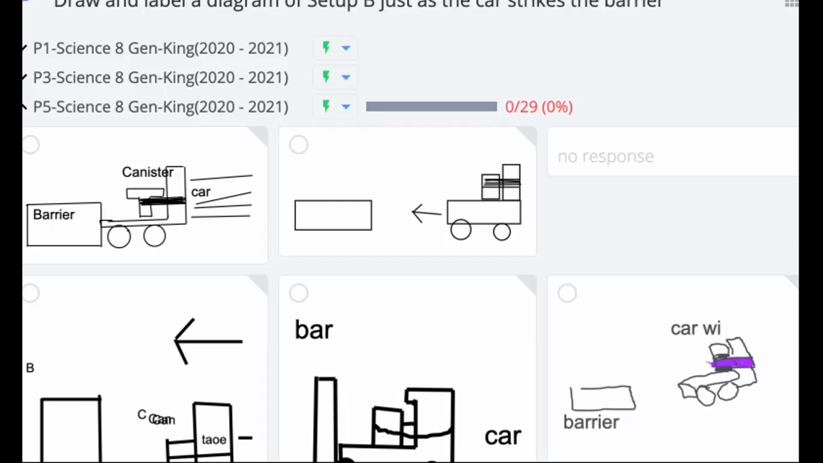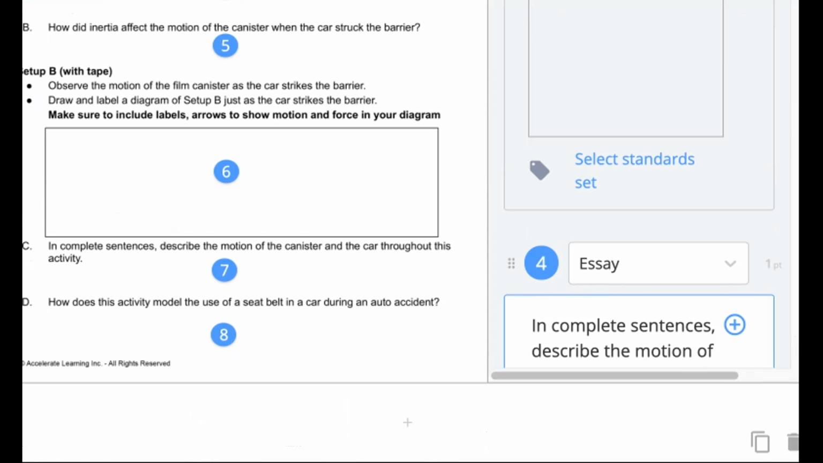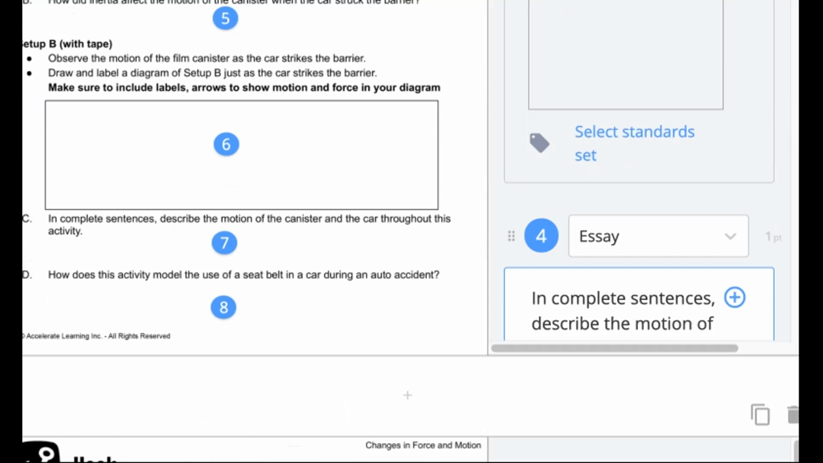Okay. All right, number 7. If we look at number 7, we are now asking for describe the motion of the canister and the car during this demo. Do I have any volunteers that would like to share what happened during this car here?